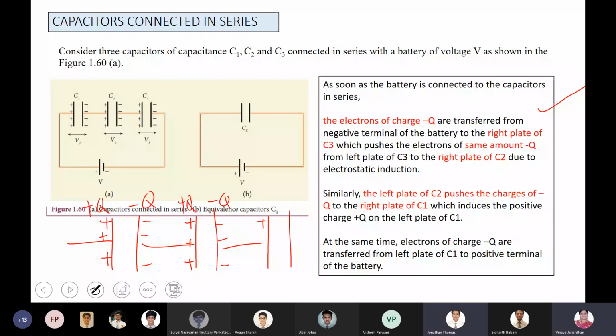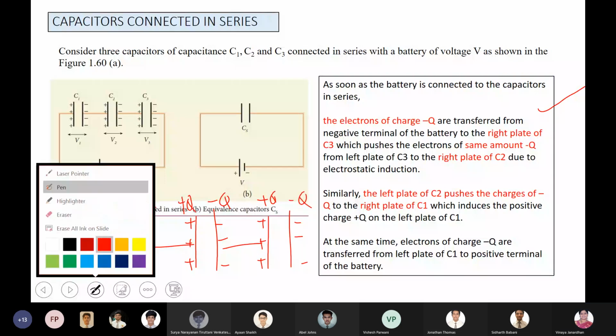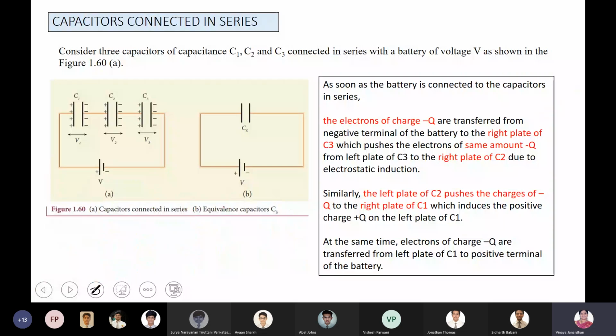Ma'am, so that paragraph is not part of the derivation, right? It's not a part of the derivation, it's only for you to understand what it is. If the diagram is enough, then you can just start with this.